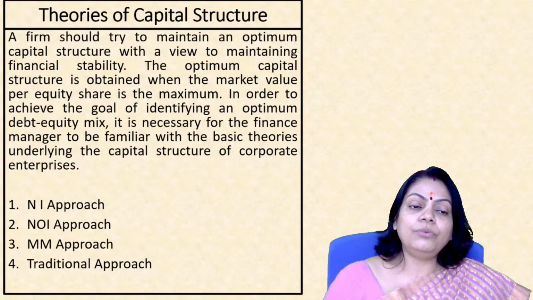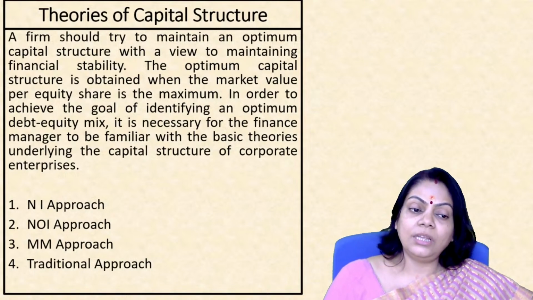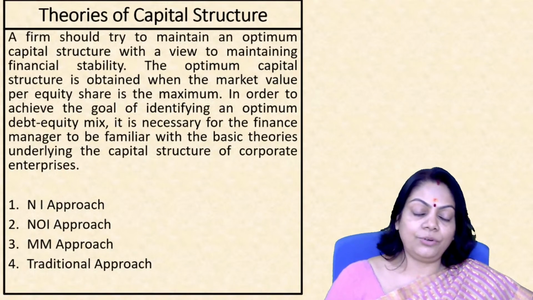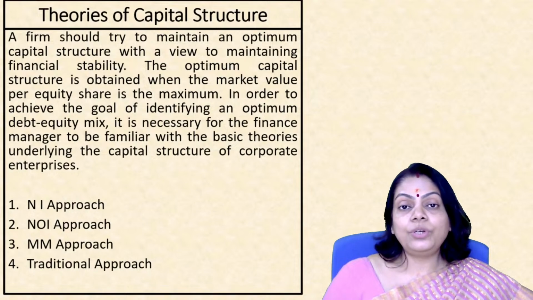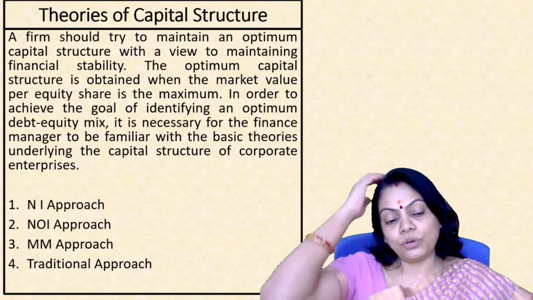I have given you four approaches, four theories basically here: the NI theory, the NOI, the net income theory, the net operating income theory, the Miller and Modigliani theory, and the traditional theory. Out of these, two theories belong to the relevant school of thought and two theories belong to the irrelevant school of thought.